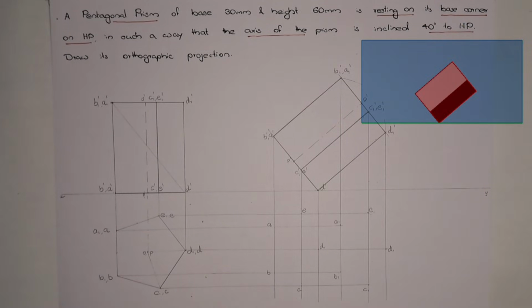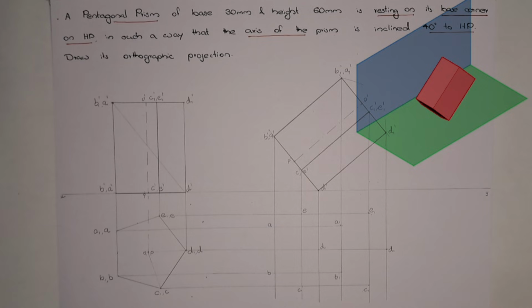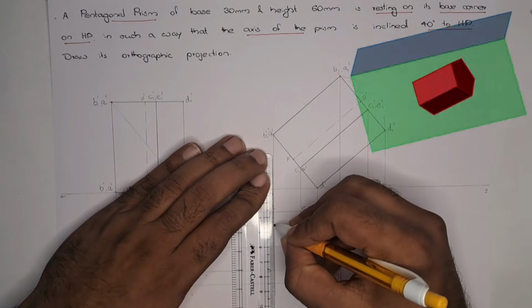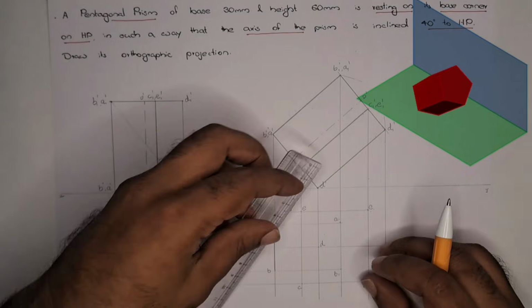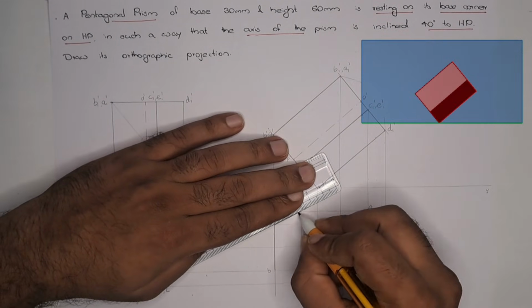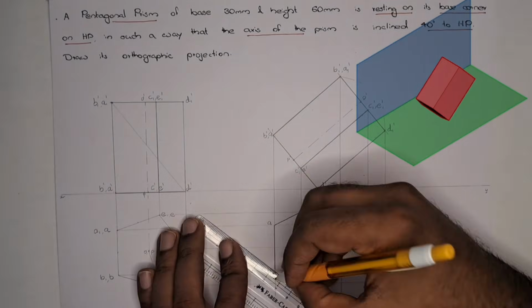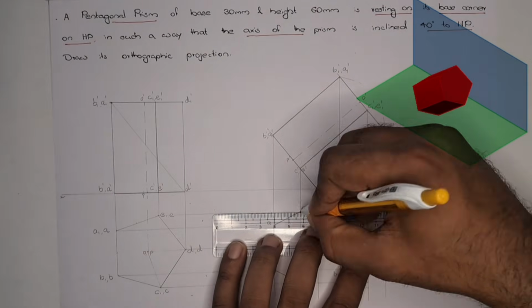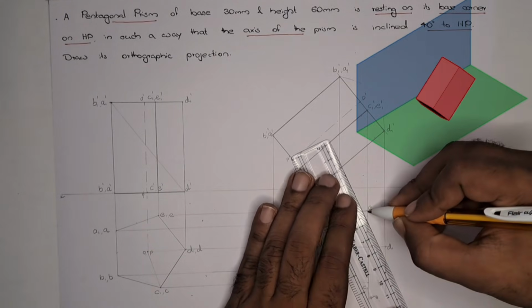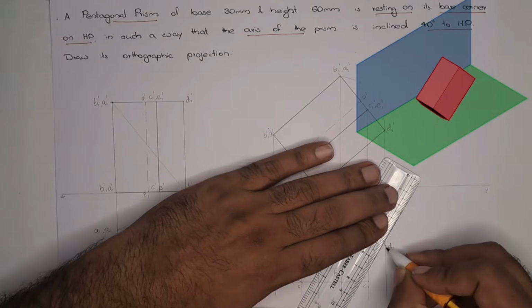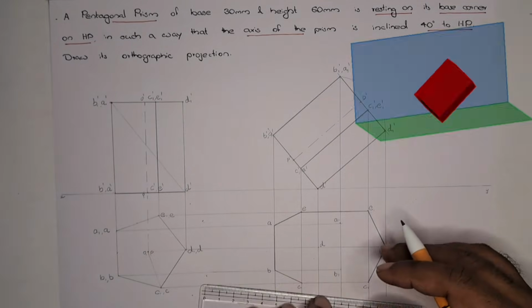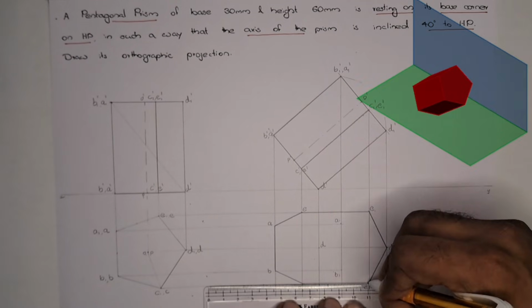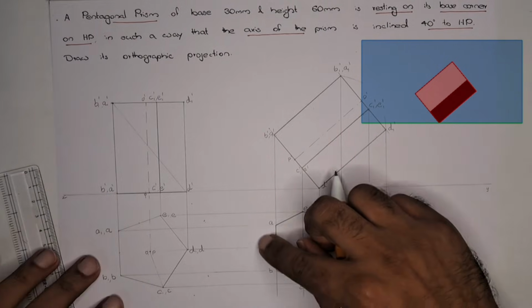Now we need to complete the outer lines, join the outer points here, join the outer points. So we complete the outer points.